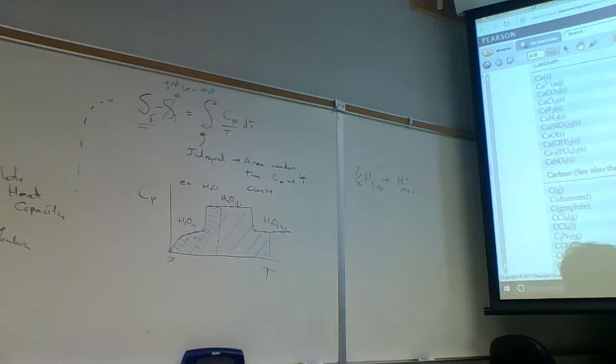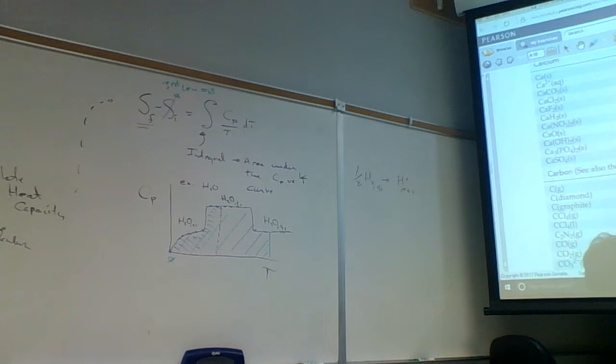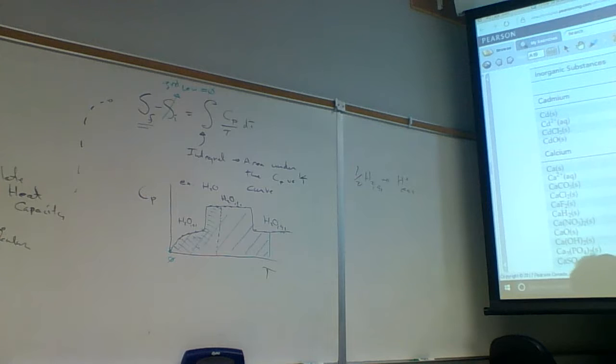I further scan the table, and I see most solids are between 0 and 100. It's the bulk of the solids, 0 and 100. Liquids are 100 to 200. Gases are above 200. We'll see some exceptions, of course.